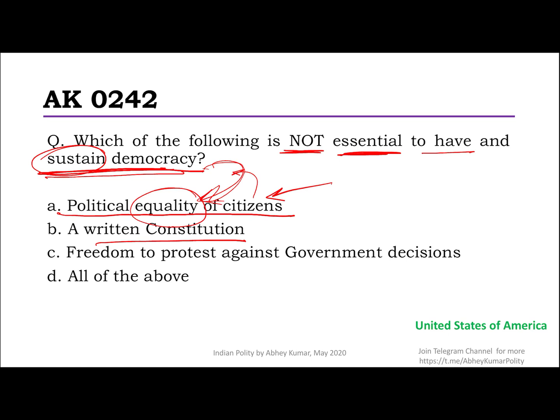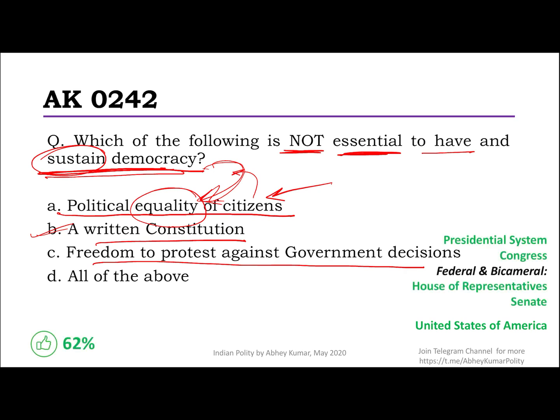So among the options that you would want to choose, this perhaps would be your better choice. And freedom to protest against government decisions, this I don't even have to explain. What is the democracy where there is no right to dissent? So anyway, B should be your correct answer.